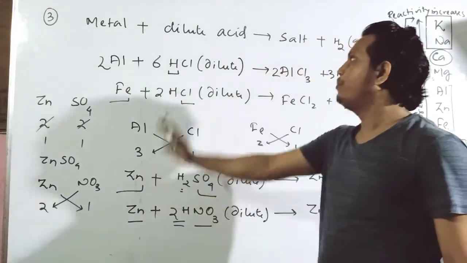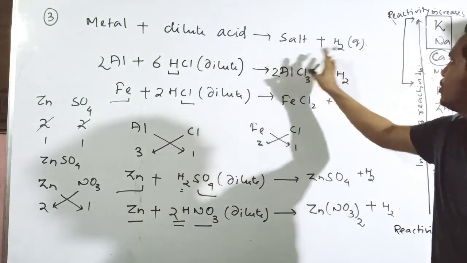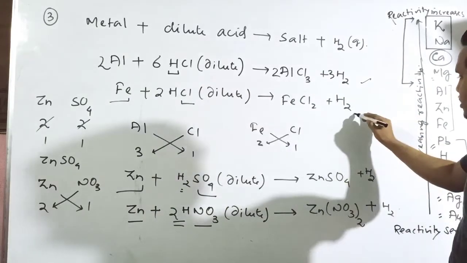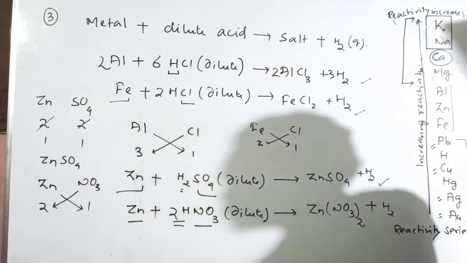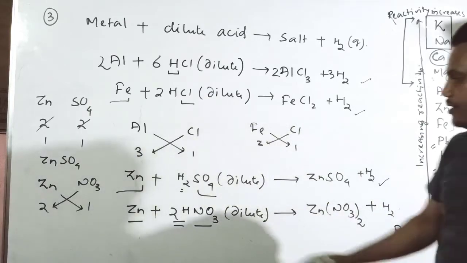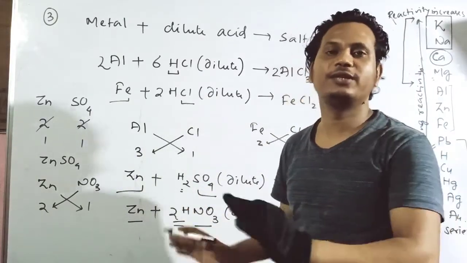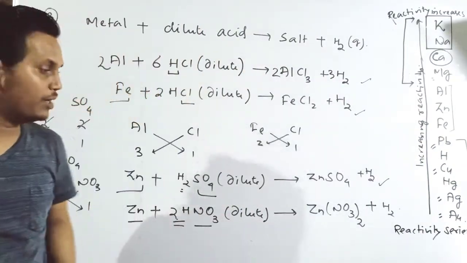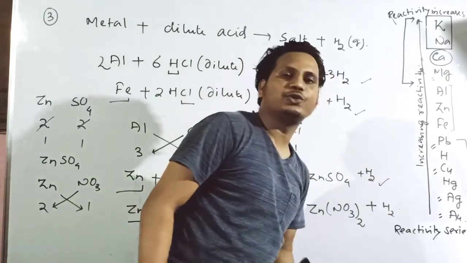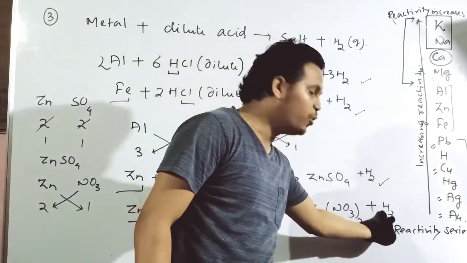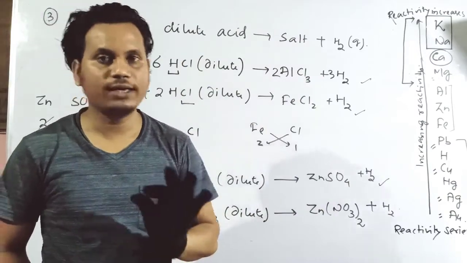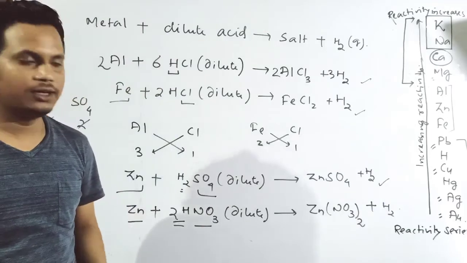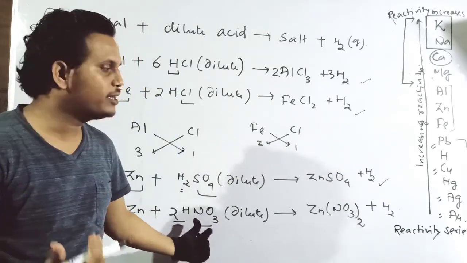So the reaction of metal with dilute acid gives us salt and hydrogen. It is okay with HCl, no problem. Sulfuric acid also okay. But if you take nitric acid, then there will be some problem. If you take nitric acid, then what will happen? The product is not hydrogen gas. Why? Because nitric acid is a strong oxidizing agent.